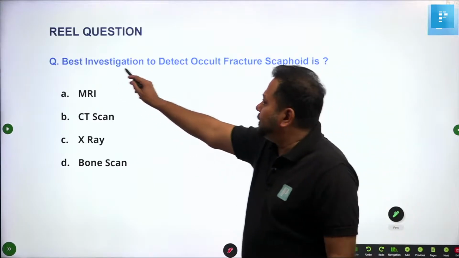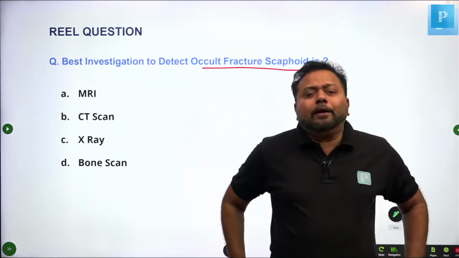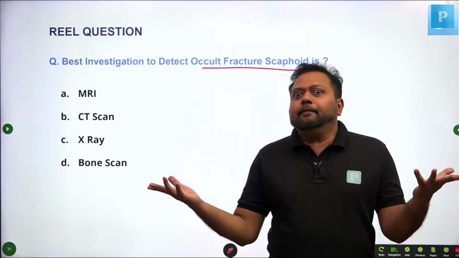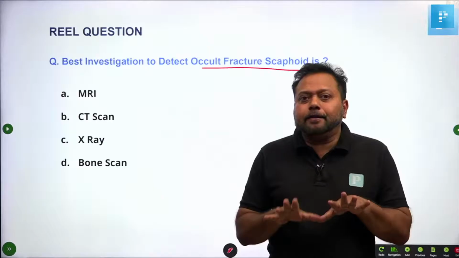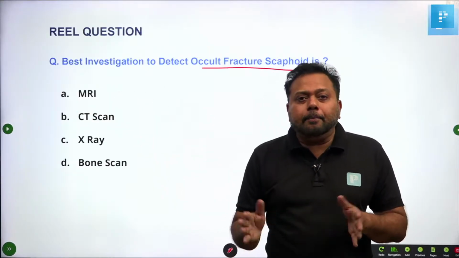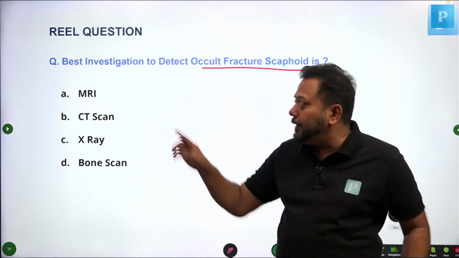The best investigation to detect occult fracture scaphoid. Occult, what is the meaning of occult? Occult means hidden, not seen very easily, hidden fracture scaphoid. That's why it's called spina bifida occulta. Occulta means closed spina bifida, not seen openly, not seen easily. That's the meaning. So what's the answer?